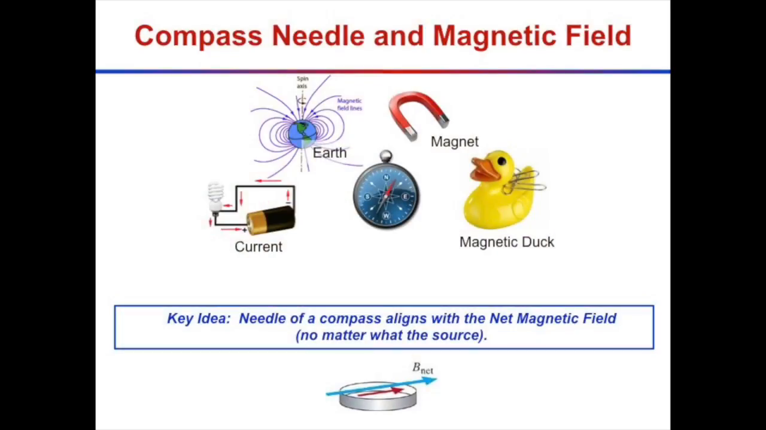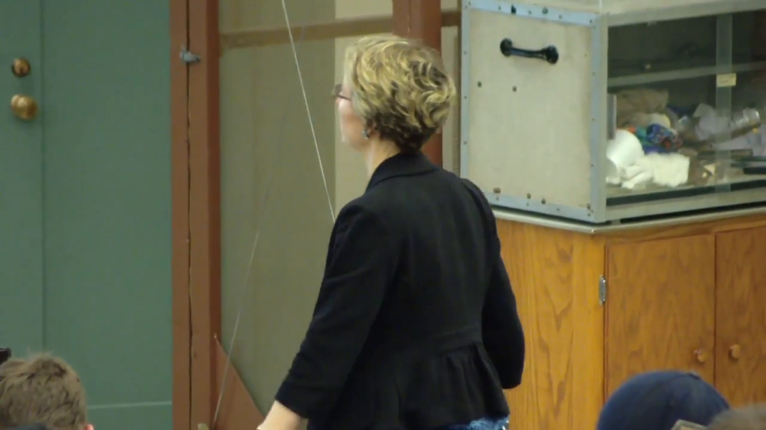The key idea is that the needle of a compass aligns with the net magnetic field no matter what the source. It just feels the net magnetic field strength.